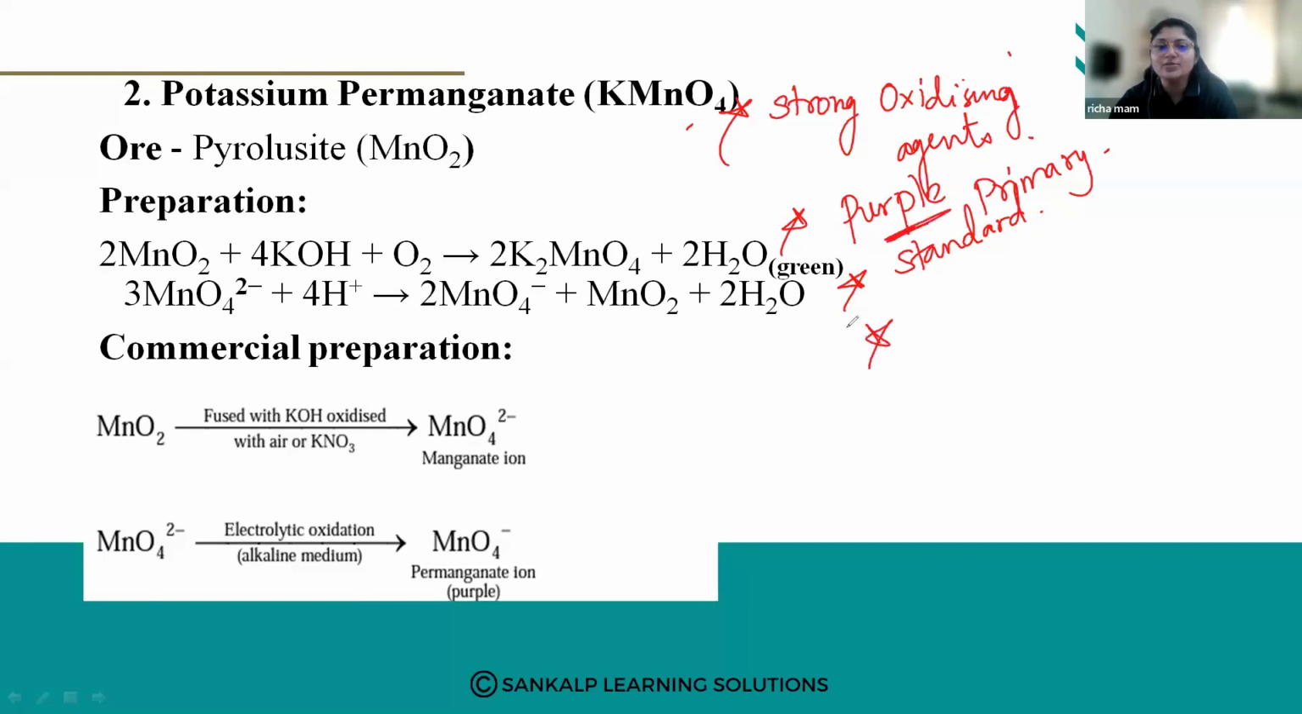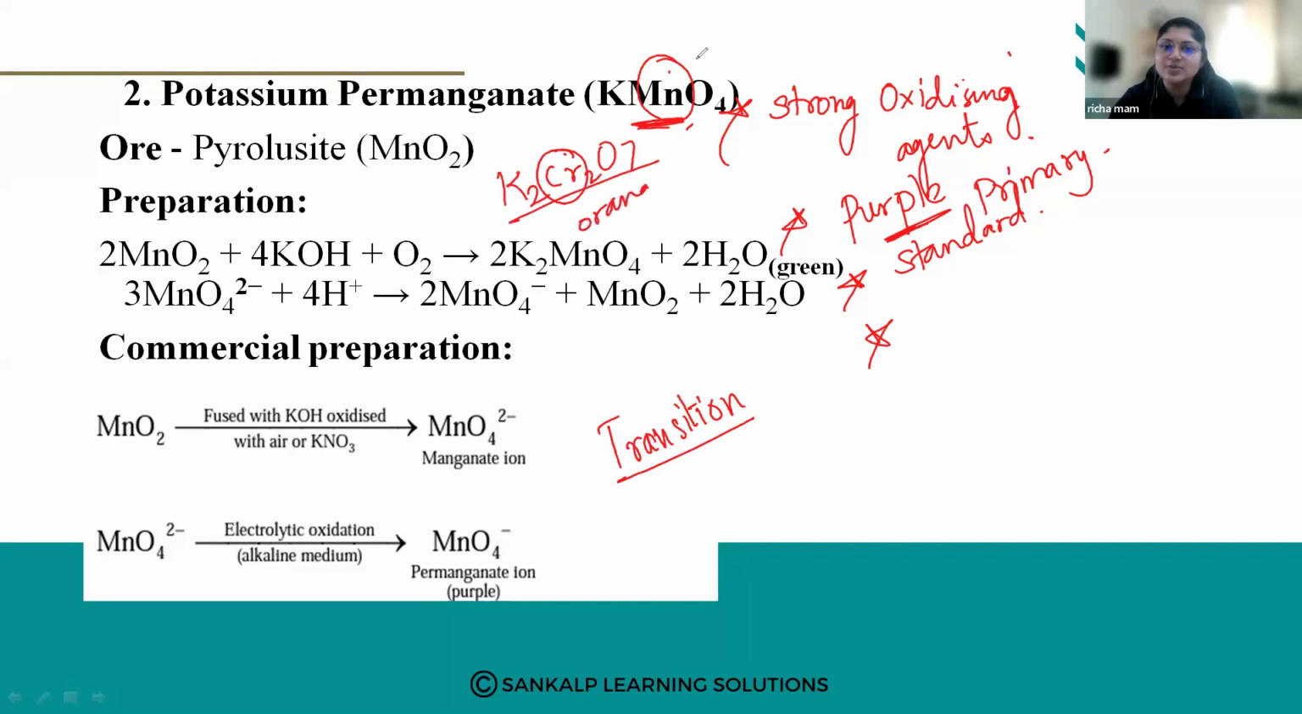Why the purple color? I've mentioned before that transition metals form colored complexes, right? Here we can see the two best examples. One is the metal Mn, that is potassium permanganate, and another is K2Cr2O7, the chromium complex. What color was this? Orange color, and this is purple color, right? So as we have mentioned, the transition metals form colored complexes.